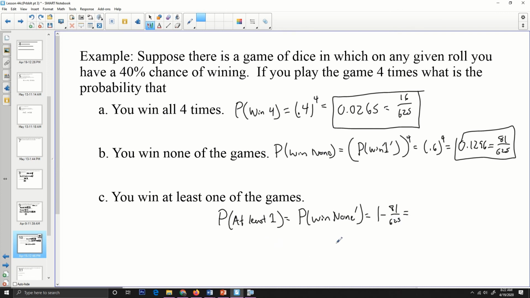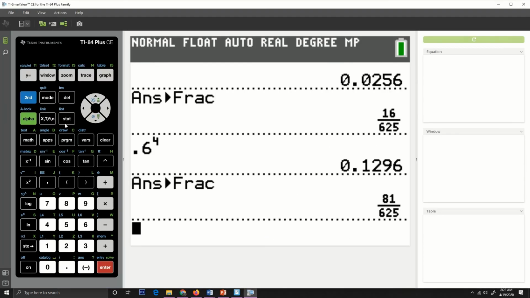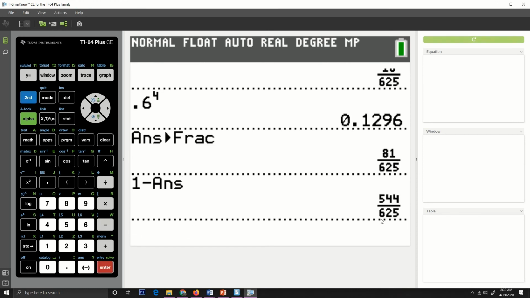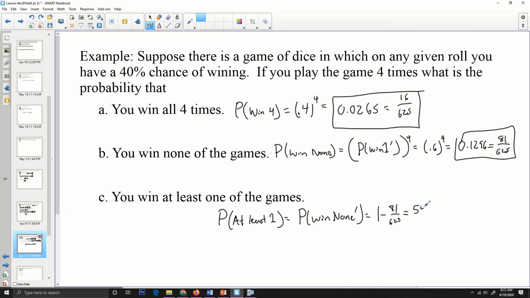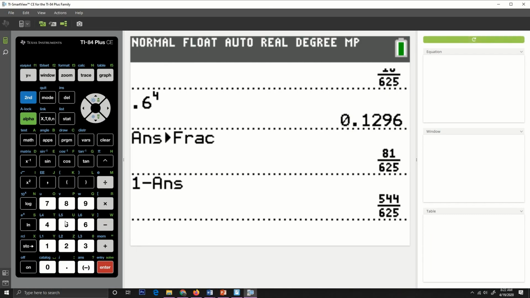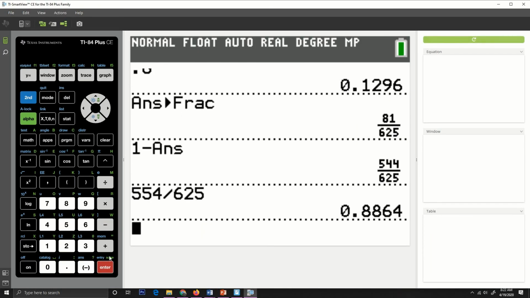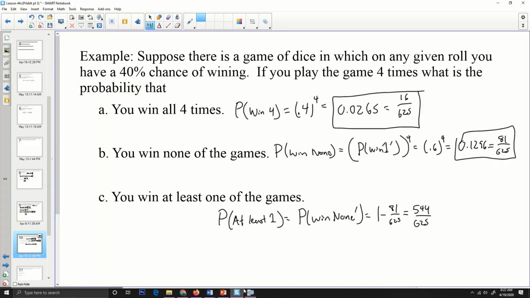So the probability that you win at least one is going to be 544 over 625, which is pretty good actually. 544 over 625, and that 544 divided by 625 is 0.8864. So 88% chance that you're going to win at least one, which is okay. 88.64.